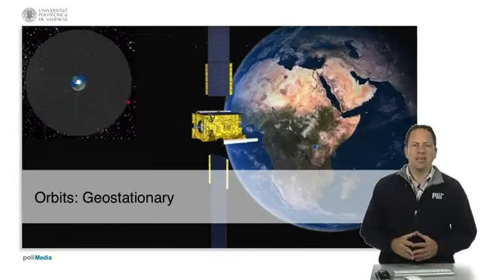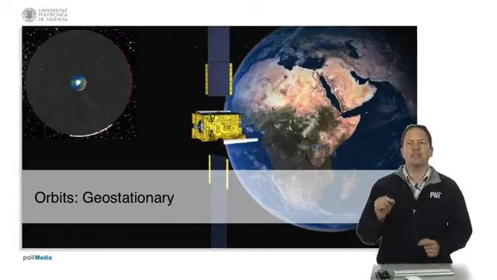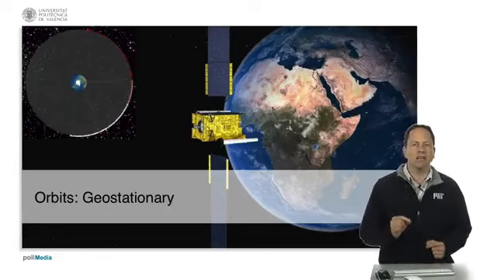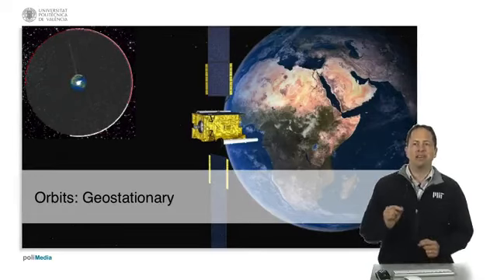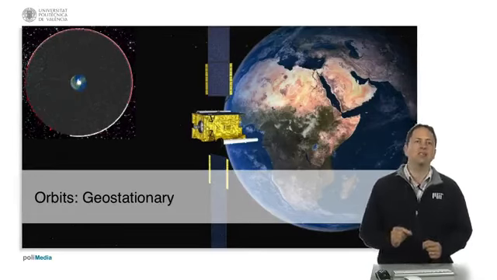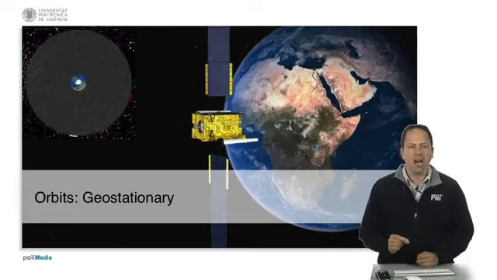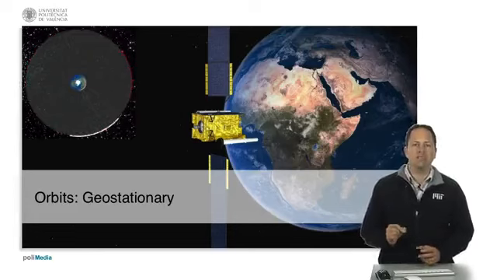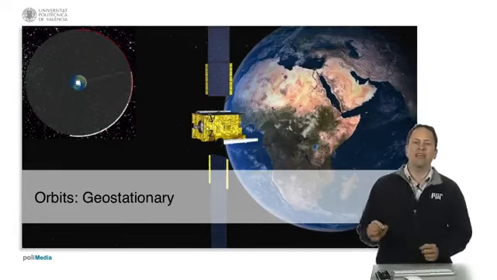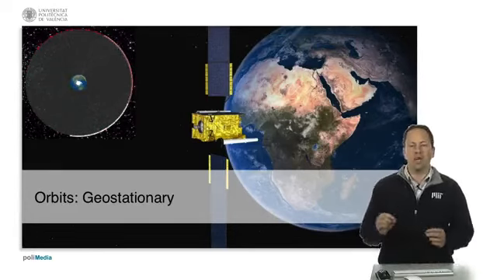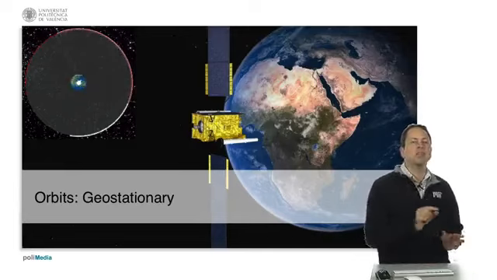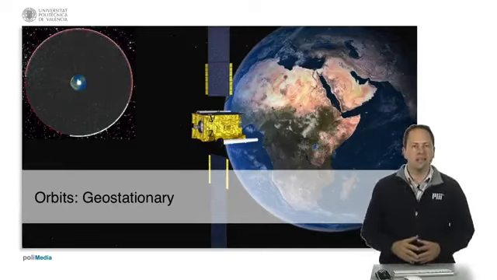How do they do that? The satellite has to be located in a circular orbit over the equator that is at 35,786 kilometers, that is 22,236 miles above the Earth's equator, and following the direction of the Earth's rotation. This way, it rotates at exactly the same speed as the Earth.